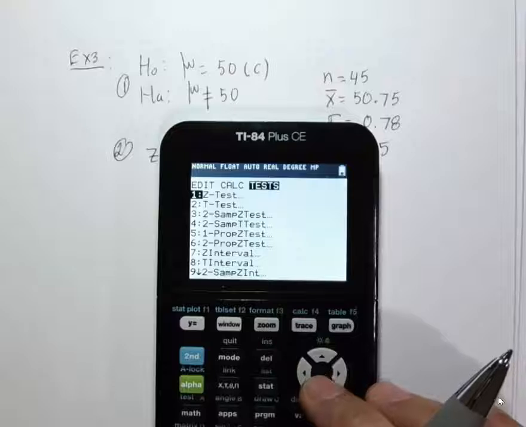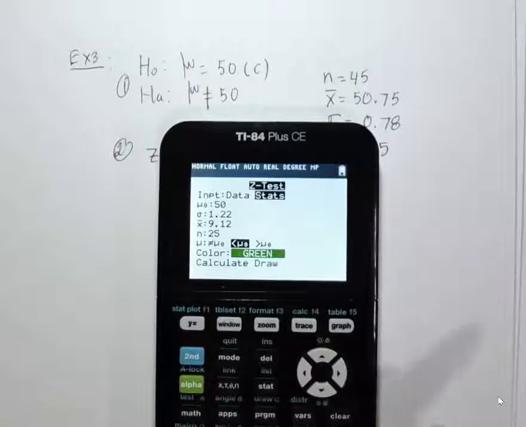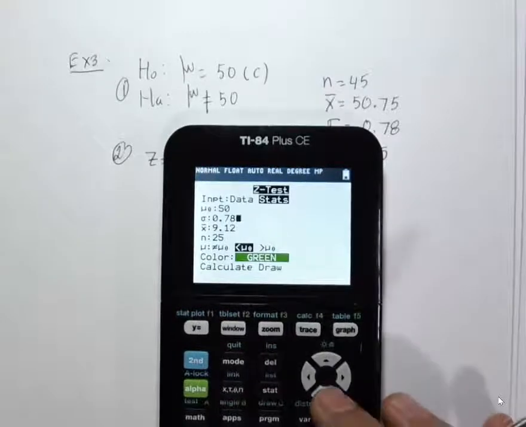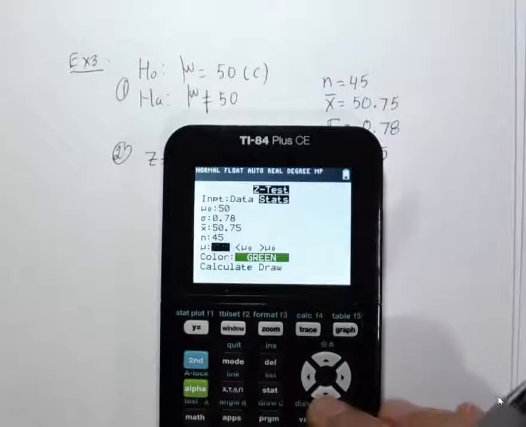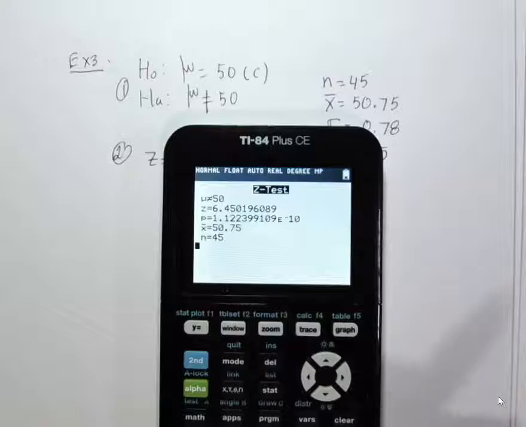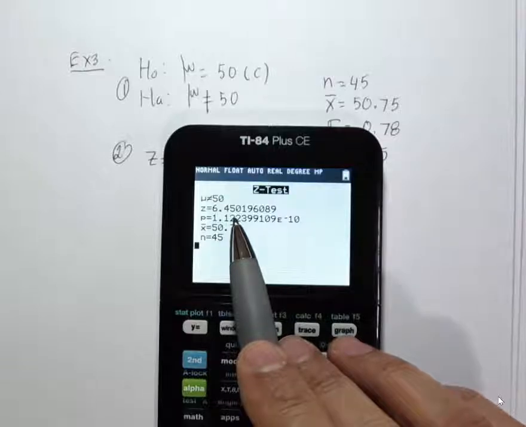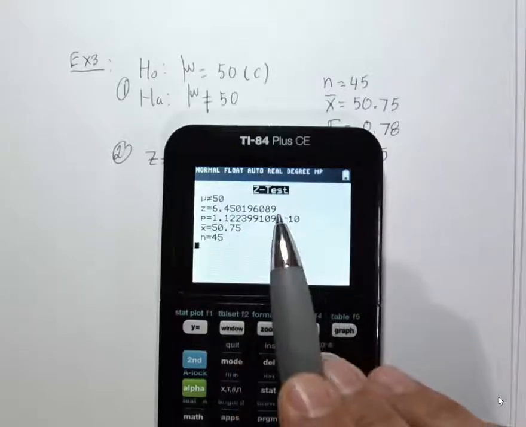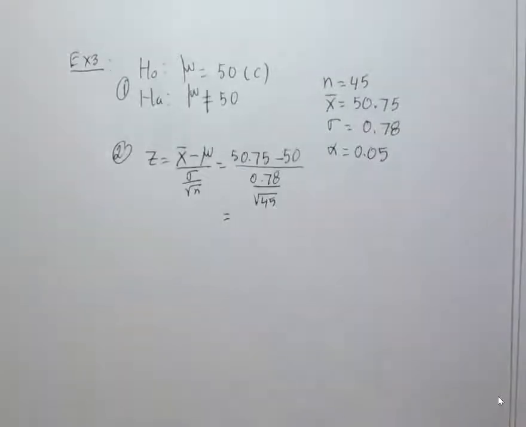Tests, z-test, mu is 50. Sigma is, I said, 0.78. X bar, what did I say, 50.75. And n I said 45, and I choose different from, then calculate. Okay, so z is 6.45 as you can see, and if you see the e negative 10 for a p-value, that means the p-value is so small it's almost 0, but we're not using the p-value approach now. I'm using the critical value, so I'm going to put 6.45 in there.